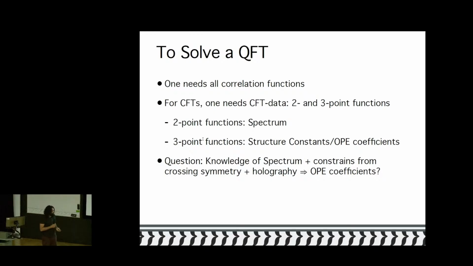So the next question you can ask is, suppose there is some quantum field theory whose spectrum I know. Can I take the knowledge of the spectrum, add into it constraints from crossing symmetry and some constraints from holography, and use this to extract OPE coefficients? That's the question I like to ask in my research, and I want to tell you a bit more about some progress that we've made in this direction.